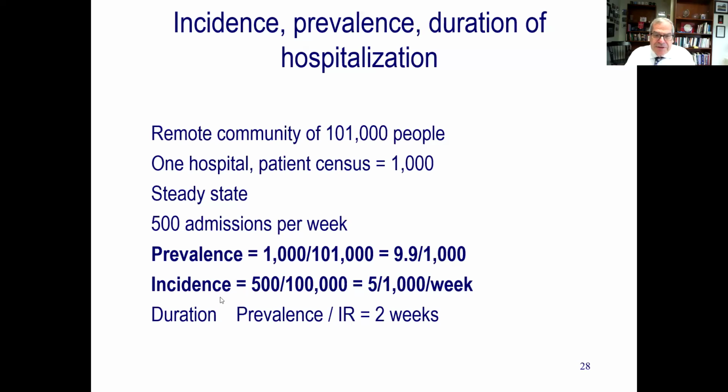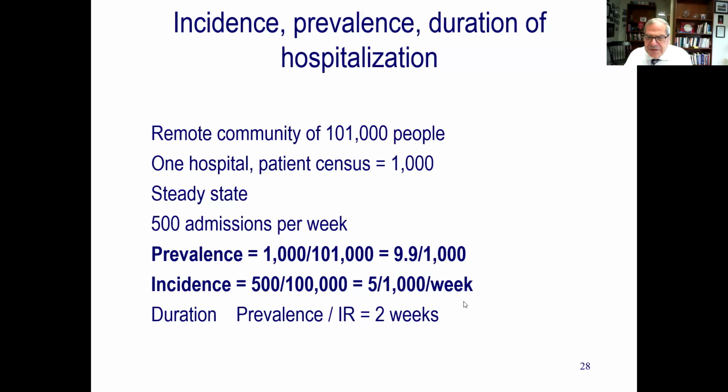The incidence, on the other hand, is 500 people per week. So now my incidence is 500 divided by 1,000. You say, well, what happened to the other 1,000? They already had the condition. They can't be a new case if they've already had the condition. So I eliminate them from my denominator, and now I have an incidence rate of 5 per thousand per week.